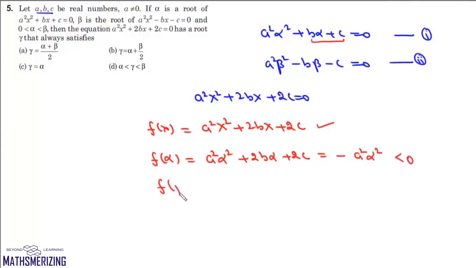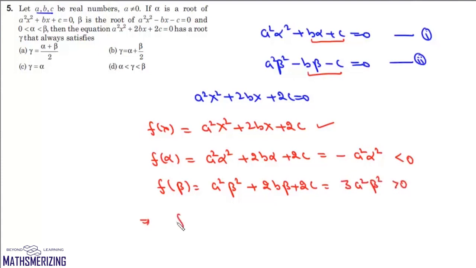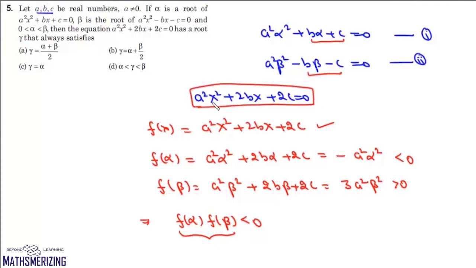And if we find f(beta), it will be a squared beta squared plus 2b beta plus 2c. Now b beta plus c is a squared beta squared. So it will be 3 times a squared beta squared, which is greater than 0. So from here we can say f(alpha) into f(beta) is less than 0. Now from Bolzano's theorem, we can say that at least one root of the equation f(x) equals 0 will lie between alpha and beta, which means gamma lies between alpha and beta, and that's your option D.